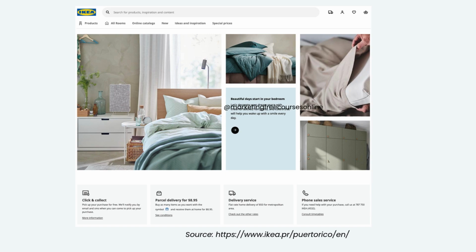The 4 Ps work together like ingredients in a recipe. IKEA's low prices, unique products, and engaging promotions create value that makes customers love their brand.